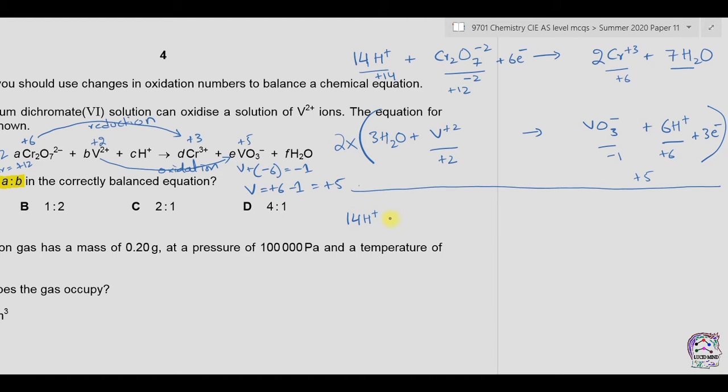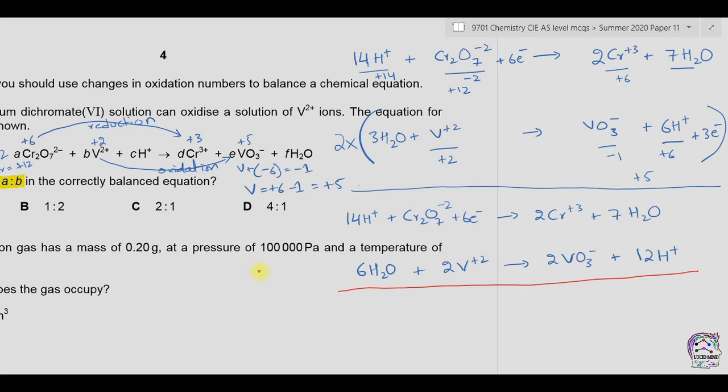Now rewriting the chemical equations: 14H+ plus Cr2O7 -2 plus 6 electrons gives 2 Cr +3 plus 7 water molecules, and the second equation is 6H2O plus 2 V+2 ions gives 2 VO3- ions and 12 H+ ions.